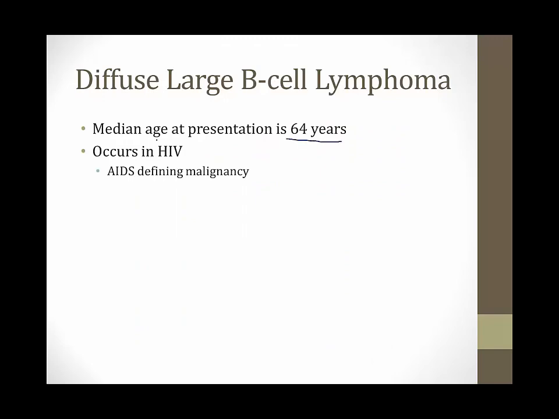And very importantly and high yield, this lymphoma occurs in patients who have HIV when the CD4 count gets very low. It is considered an AIDS-defining illness. You probably think of AIDS-defining illnesses as things like pneumocystis pneumonia or infections that occur when the CD4 count gets very, very low. However, this lymphoma also occurs when the CD4 count gets very, very low, and thus it's considered an AIDS-defining malignancy. And the lymphoma often improves if patients have treatment and their CD4 count climbs.